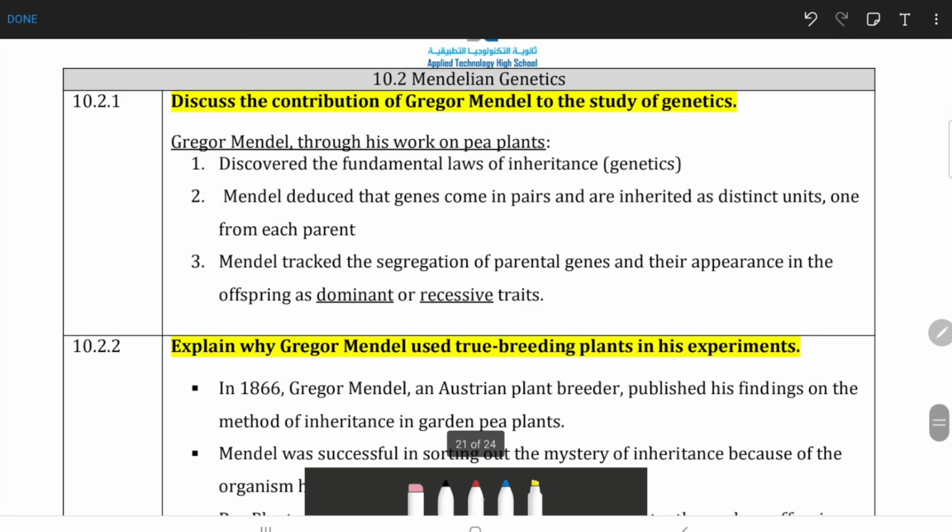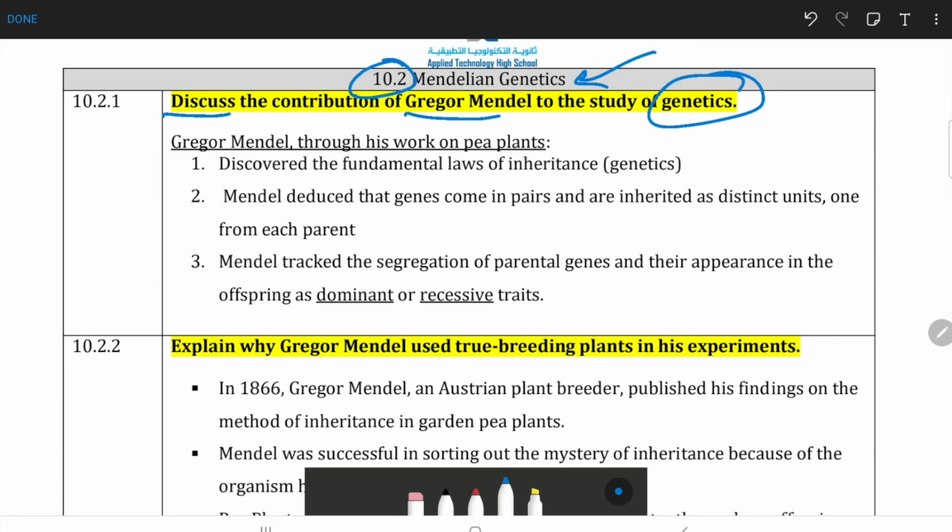Next one, describe the... sorry, let me tell you, we have touched 10.2. That's the last topic. Okay, so we are almost done. Discuss the contribution of Gregor Mendel to the study of genetics. It's all reading. There is no critical thinking behind it. This is just like discuss.